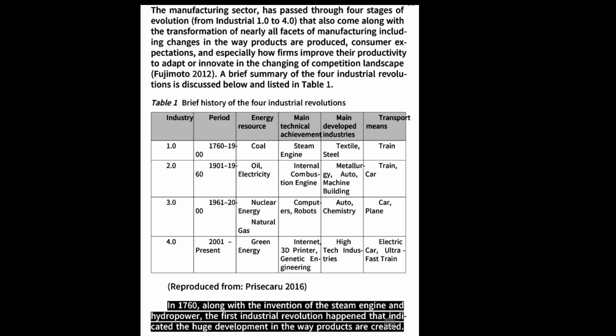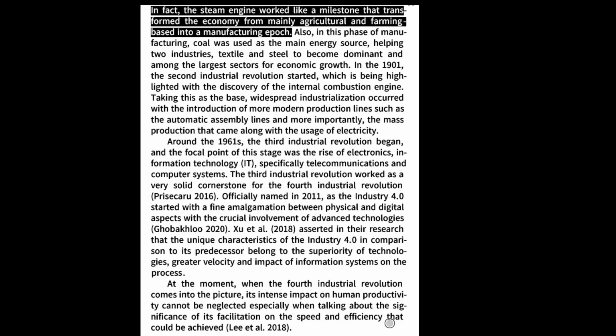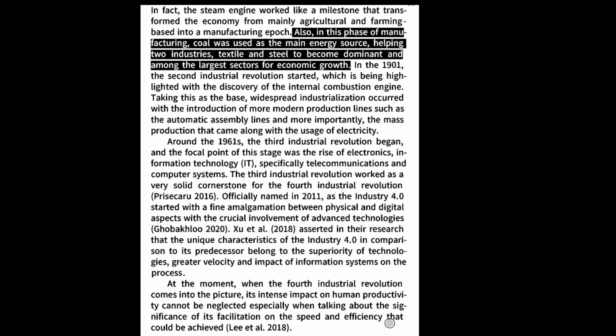In 1760, along with the invention of the steam engine and hydropower, the first industrial revolution happened, indicating huge development in the way products are created. In fact, the steam engine worked like a milestone that transformed the economy from mainly agricultural and farming-based into a manufacturing epoch. Also, in this phase of manufacturing, coal was used as the main energy source, helping two industries, textile and steel, to become dominant and among the largest sectors for economic growth.